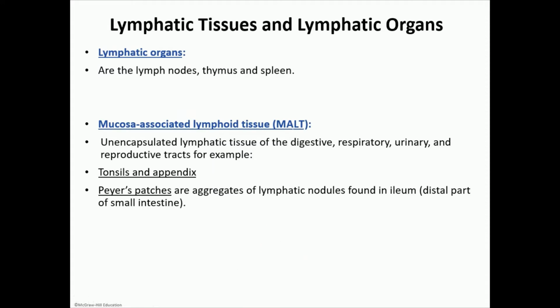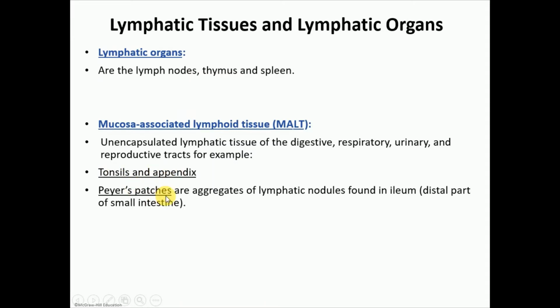Okay, so we'll talk a little bit about lymphatic tissue and lymphatic organs. So the lymphatic organs are your lymph nodes, thymus, and spleen. We also have these little lymphatic cells or scattered lymphatic tissue known as mucosa-associated lymphoid tissue or MALT. Those are lymphatic tissue that are scattered throughout the body in areas that are lined with mucous membranes. So the digestive system, respiratory system, urinary system, and reproductive tracts. Examples of these are the tonsils and the appendix.